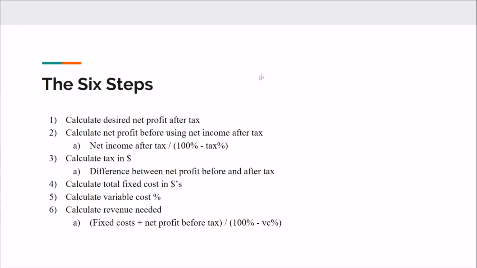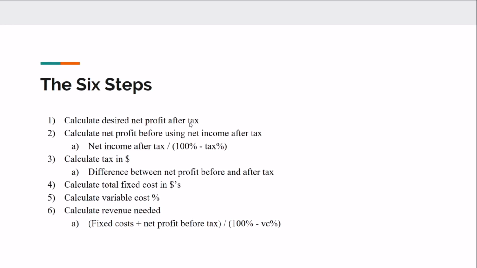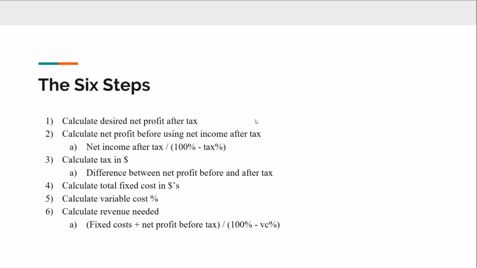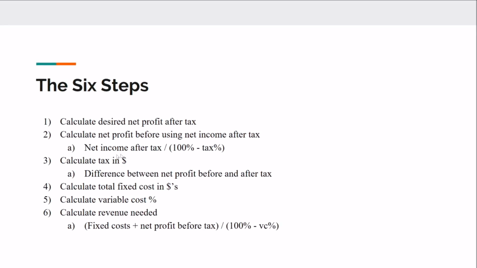Alright, so the first step, we're just going to calculate the desired net profit after tax, and this is usually found in the question. For the next step, you're going to calculate the net profit before tax using net income after tax, which is the net income that you found in the question, divided by 100 minus the tax percent.